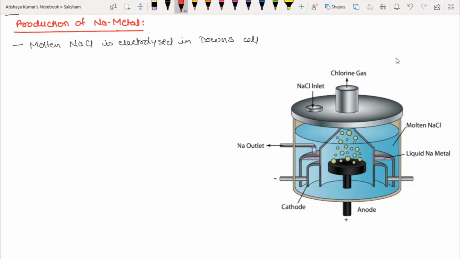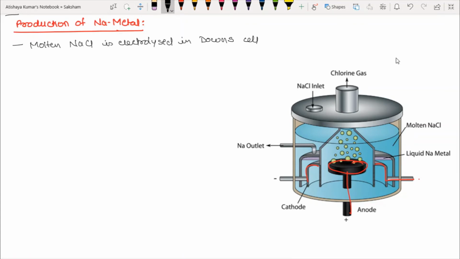This is the typical diagram of Dow's cell. This one is slightly different from what you have seen in the previous case. This is also an electrolysis chamber, but in this apparatus there is a central positive electrode which is surrounded by a negatively charged electrode, and this entire system is bracketed into another chamber.